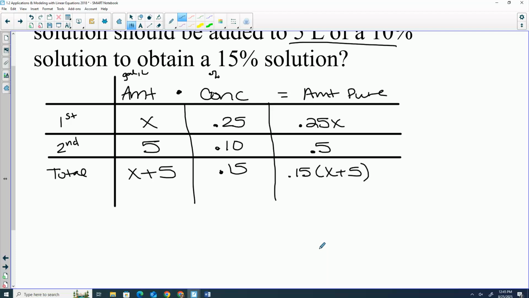And how do I get an equation from this? Add the first and second to equal the total. So 0.25x plus 0.5 equals 0.15 times x plus 5.